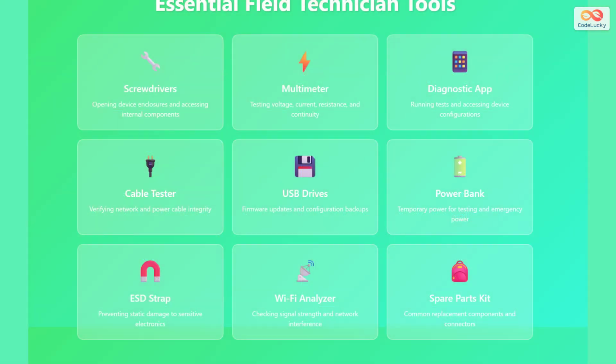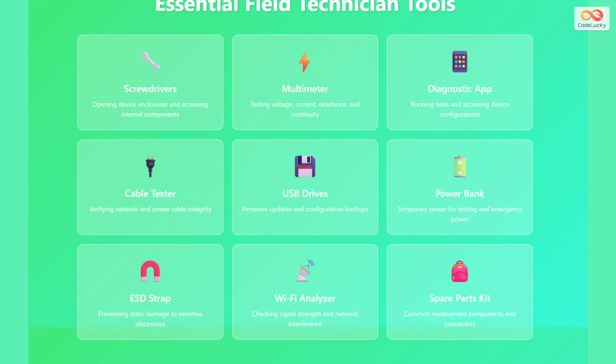Field technicians need a comprehensive toolkit for effective maintenance. Screwdrivers are essential for opening device enclosures and accessing internal components. A multimeter tests voltage, current, resistance, and continuity in electrical systems. Diagnostic apps run tests and access device configurations through mobile interfaces. Cable testers verify the integrity of network and power cables.